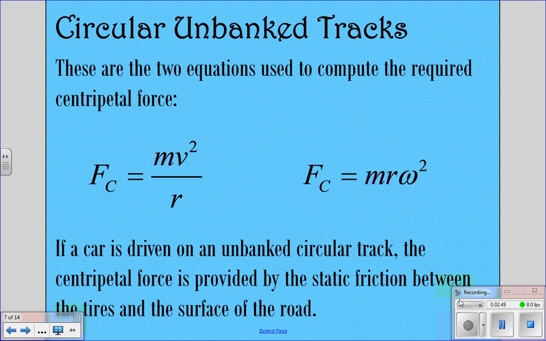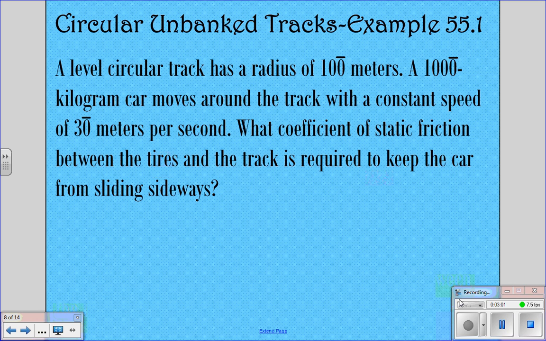We're looking at unbanked. So that means that they are flat. This would be driving down a road and you're turning. There's no tilt or slant to the road. It's completely flat. Okay? So let's look at an example.